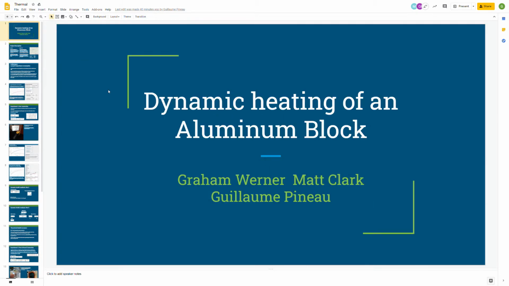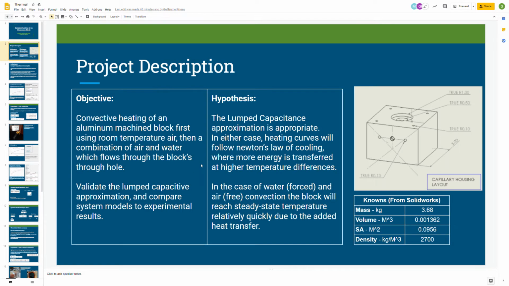I'm going to be doing just a quick presentation of our System Dynamics project. What we did was we heated an aluminum block under multiple conditions that I'll describe here in a second. So our objective was to heat a block that came out of the freezer, first with convective heating due to room temperature air, and then with convective heating due to room temperature air plus a flow rate of water that passes through a through hole right in the center of the block.